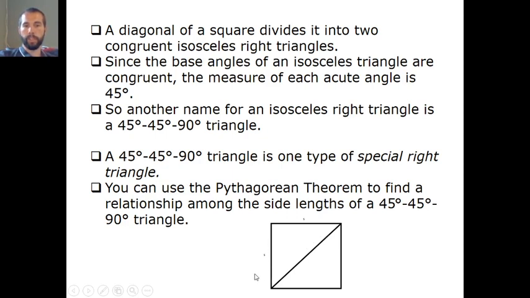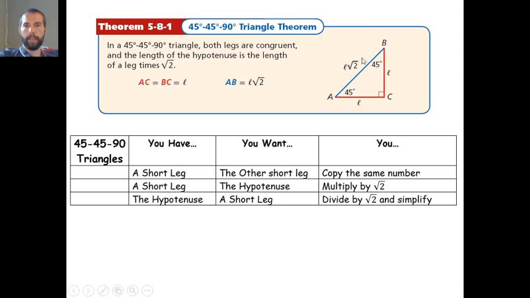So if we were to do this side squared plus this side squared, it would equal this side squared using the Pythagorean theorem. And then the next theorem shows us that this length is always going to be whatever the leg was times the square root of 2. So that's why it's considered a special right triangle, because no matter what size your 45, 45, 90 triangle is, if you have one of the lengths of the legs and you multiply it by the square root of 2, you're always going to get the length of the hypotenuse.